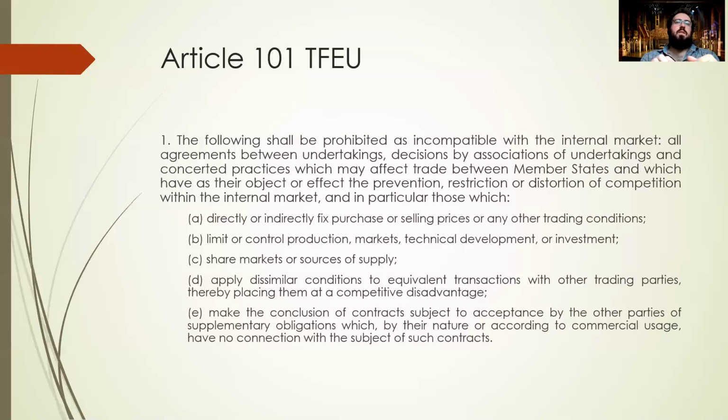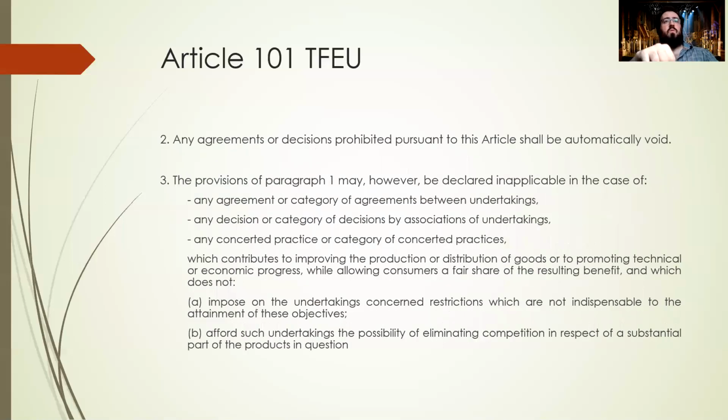But you can see that the key things there are that they have the object or the effect of the prevention, restriction, or distortion of competition within the internal market. And in particular, they included examples there. And they are just examples. They aren't a full list because competition law can change. How the agreements and the undertakings can change can also be quite significant. But Article 101.2 says any agreement or decision prohibited pursuant to the article above shall be void. So any of these agreements are void. They're not allowed.